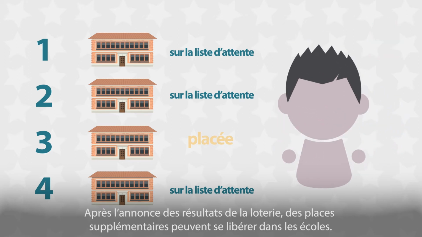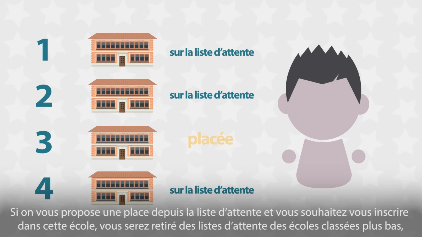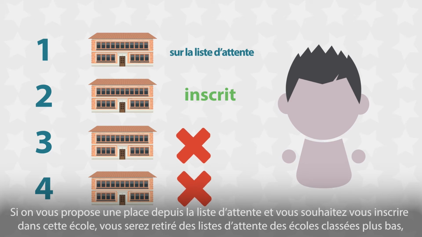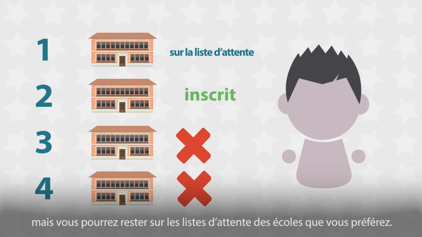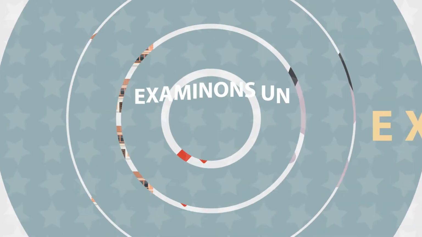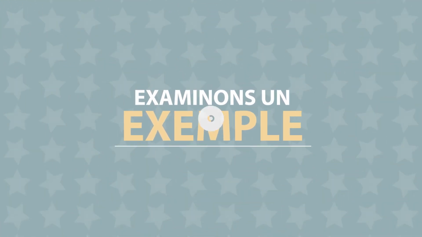After lottery results are released, schools may have additional spaces available for students. If you're offered a seat off of a wait list and want to enroll at that school, you will be removed from wait lists of schools you prefer less, but you will be allowed to stay on the wait lists of schools you prefer more. Let's look at an example.